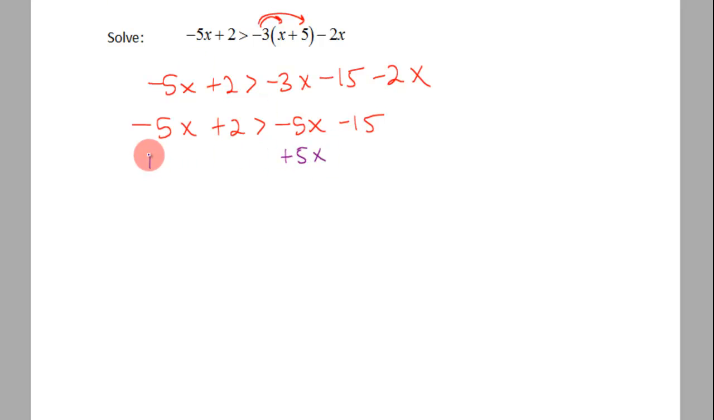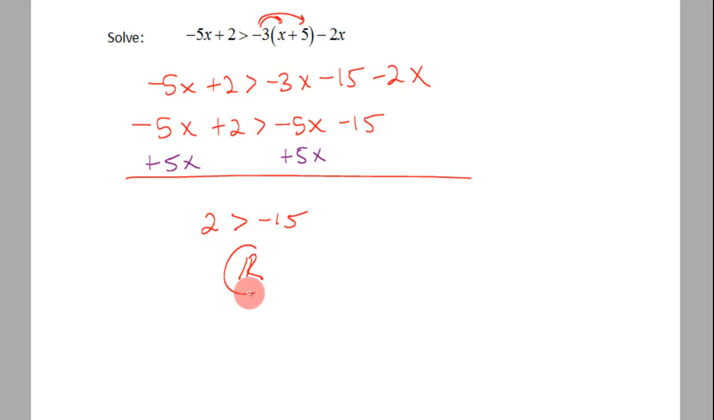5x, 5x. Well, look what happens here. When I do that, I just get 2 greater than negative 15. Is that a true statement? Yeah, 2 is bigger than negative 15. So my solution is any number, all real numbers, right? So we can say all real numbers for the solution.